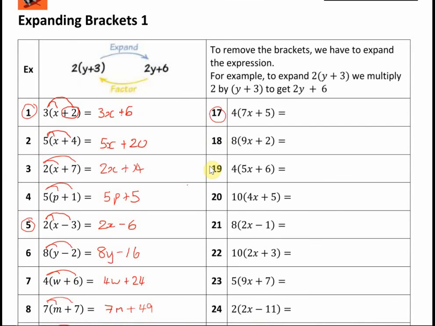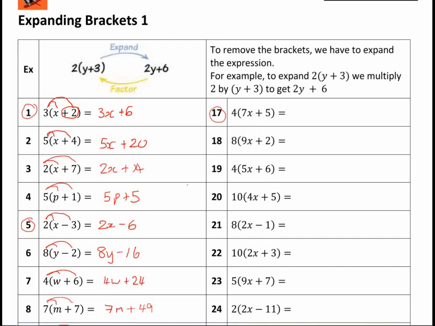Okay, these ones on the right hand side column are only different in that they have a number in front of the x inside the bracket, and that's called a coefficient. If you've got a number in front of a letter in algebra, it's called a coefficient. We would still do the same thing though.